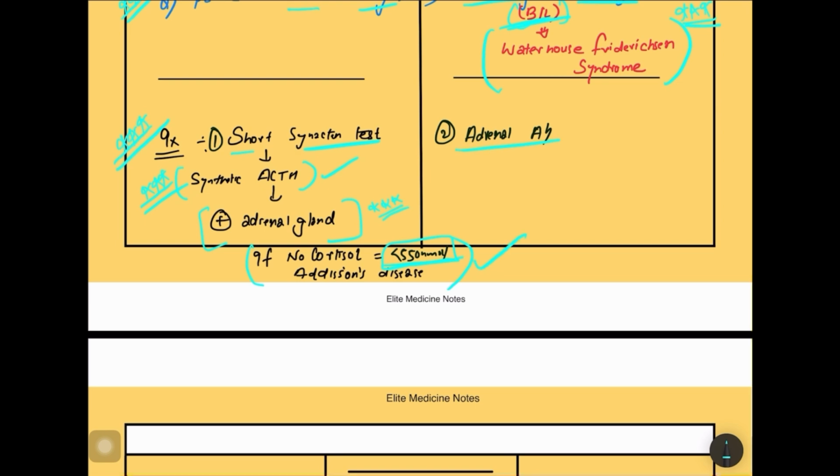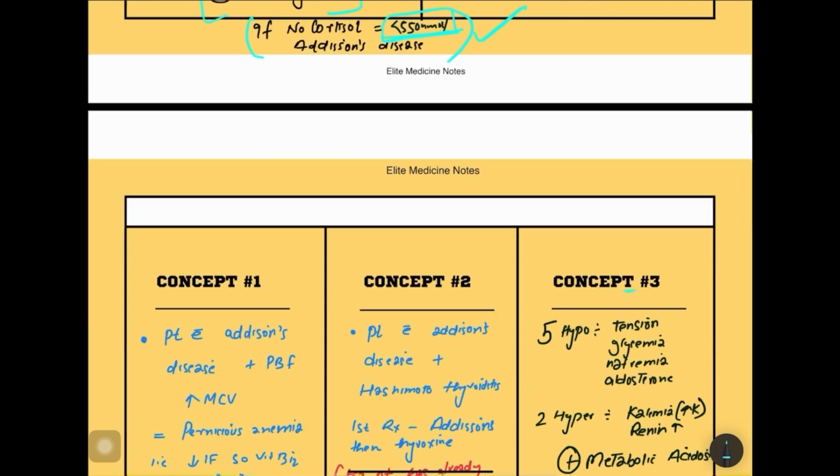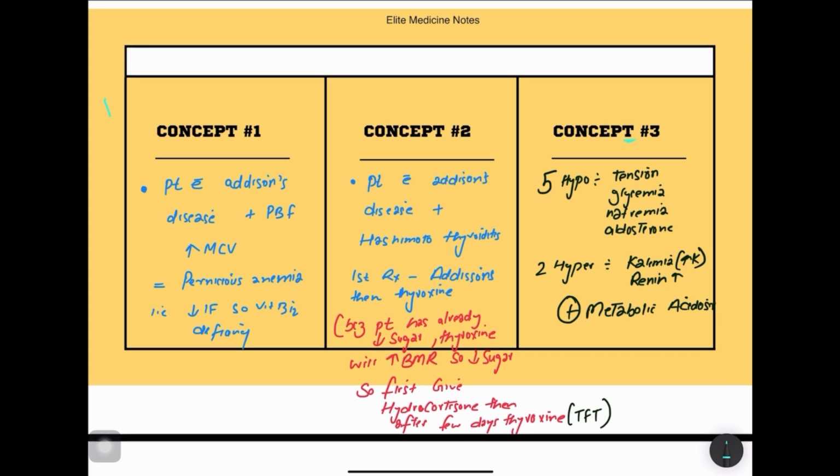Another thing we can do is we can check the antibodies, that is anti-21 hydroxylase antibody. Anti-21 hydroxylase antibody we can see. Okay, so now I have made 3 tables that are very important for your exam. In these tables, I have summarized some important concepts that are repeatedly asked in MRCP.